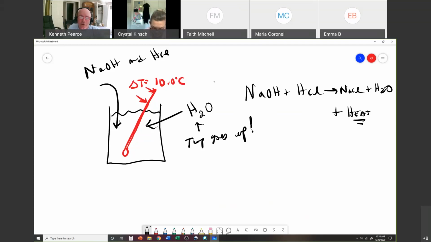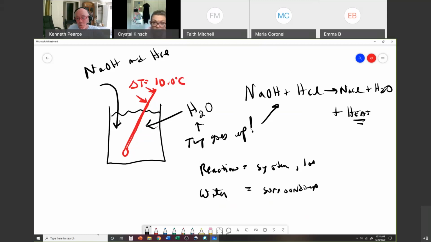So how can the temperature of the water go up? Well, the water would have to absorb the heat energy, but where's that heat energy coming from? It's coming from the reaction. So the reaction is the system. The water that it's taking place in is the surroundings. Which means that the reaction lost heat, and so the energy change of the reaction is negative.